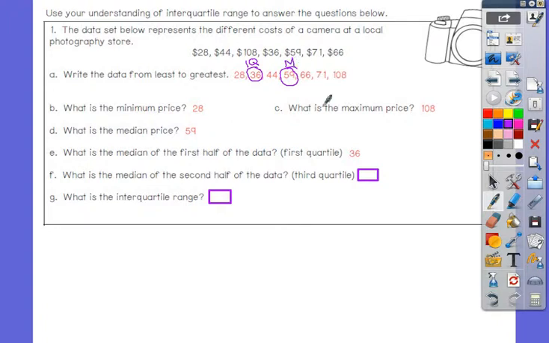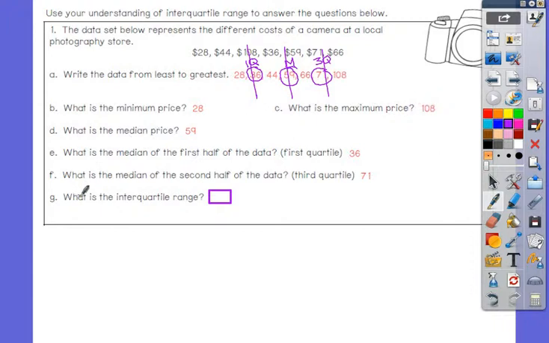This was my median overall. This says what is the median of the second half of the data, the third quartile. Well, here's the second half of the data, those three numbers. What would the median be? It'd be 71. So that's my third quartile. So I have my first, there's 4 quartiles, remember? First, second, third section, and then your fourth section. It's kind of broken off into line segments here. 4 sections. So your third quartile is 71.